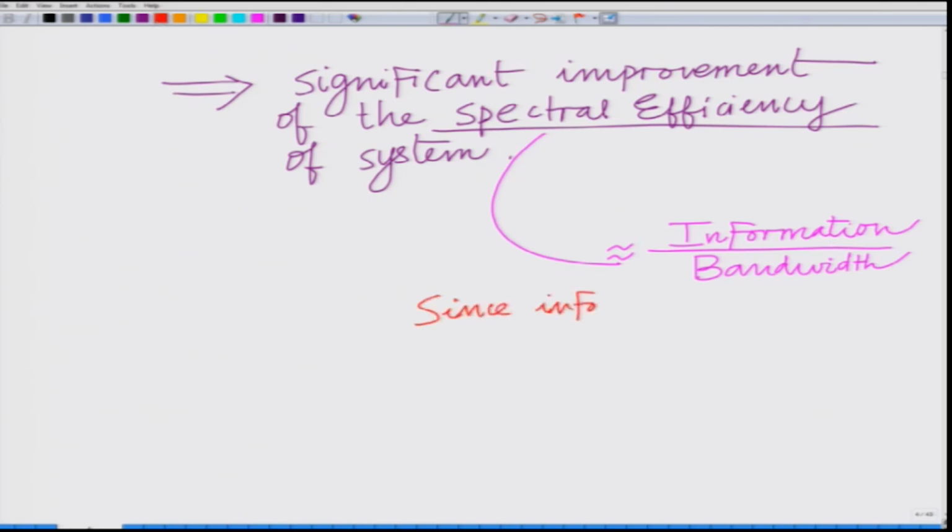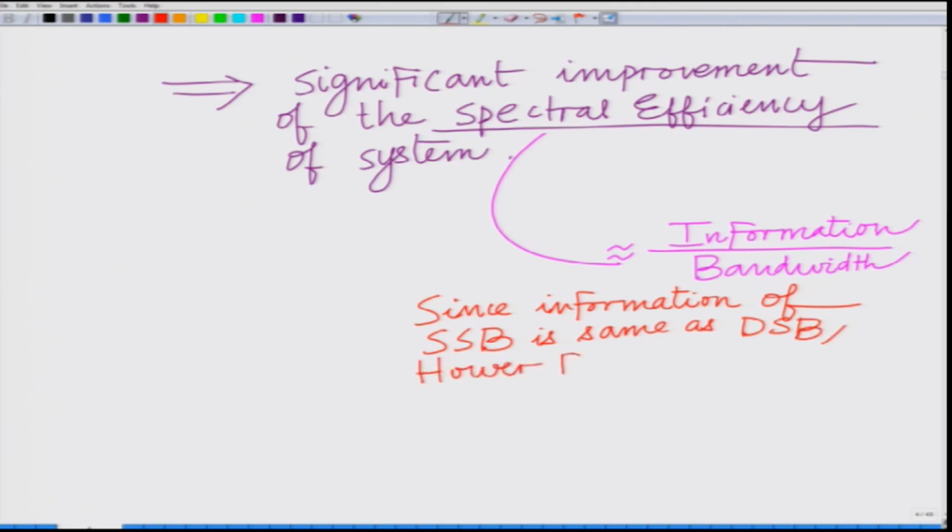Also let us note that the information of SSB is the same as DSB, however the bandwidth of SSB equals half the bandwidth of DSB. This implies the information content is the same, the bandwidth is reduced by a factor of half, therefore the spectral efficiency of SSB is twice that of DSB.